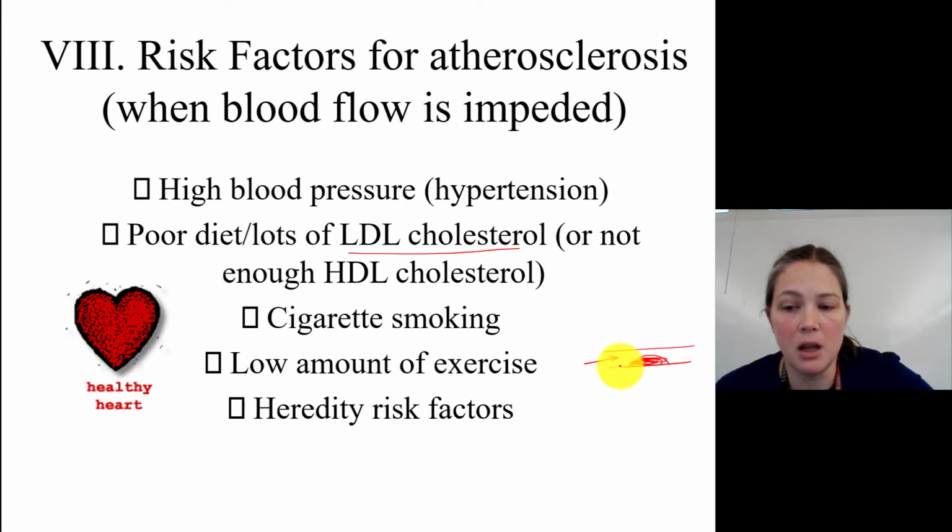so the blood can't get through. Now, if there's a blockage in the blood vessel to your heart, that may end up in a heart attack, right? Or if there's a blockage in blood flow to your brain, you may end up with a stroke.